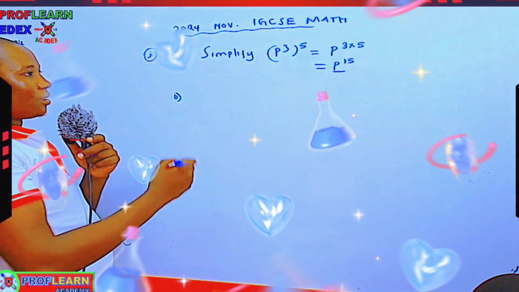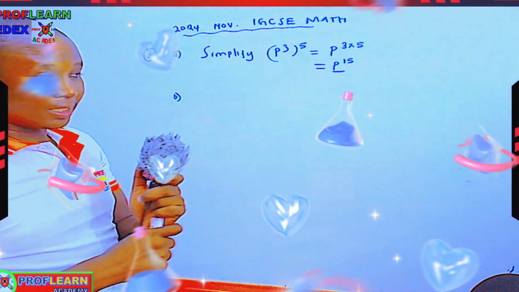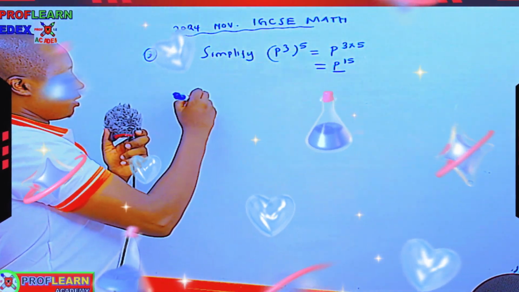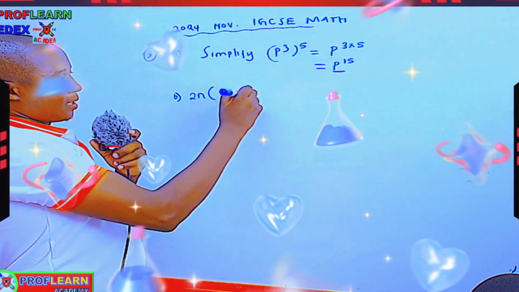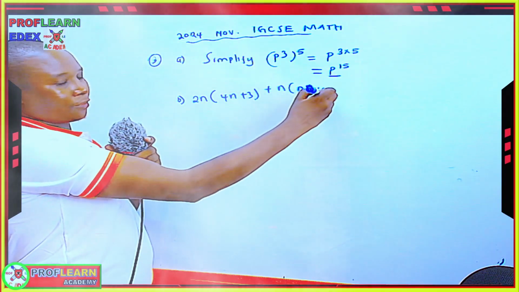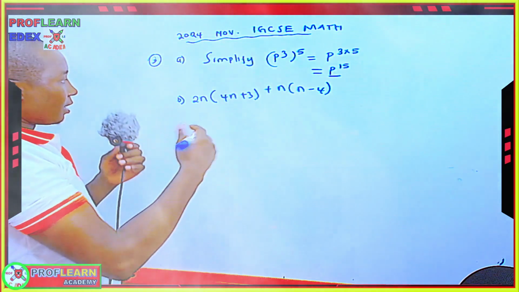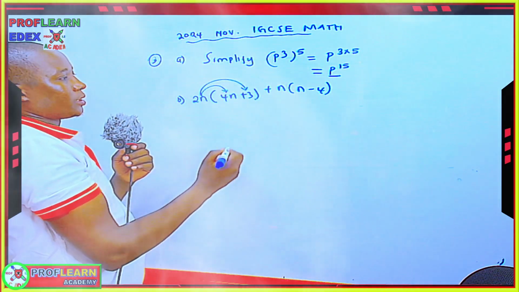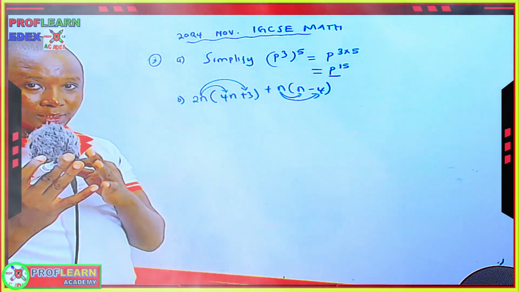The second part of the question in that exam, you are supposed to expand. Of course, I'm training in this channel that you need to know how to expand. So we have 2n into 4n plus 3, plus n into n minus 4. You are supposed to expand this in order to earn 2 marks. Remember, whenever you are expanding, you multiply this term, and also multiply this term, and then you put the like terms together.